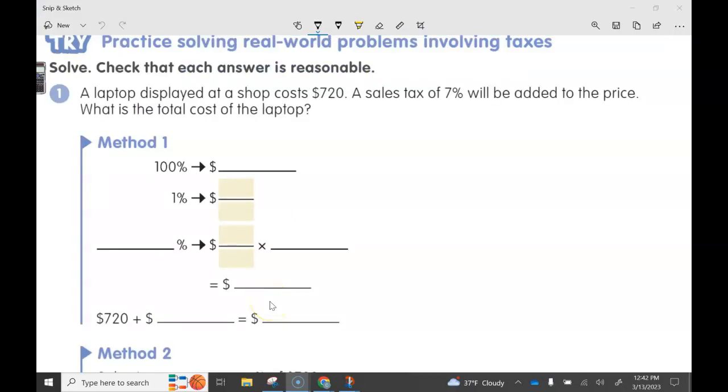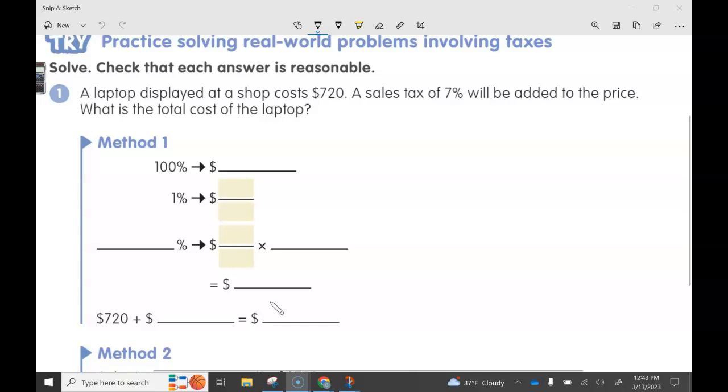Now let's turn over to page 335. We're going to look at practice solving real-world problems involving taxes. Sounds like a lot of fun, doesn't it? So for number 1, it says a laptop displayed at a shop costs $720. A sales tax of 7% will be added to the price. What is the total cost of the laptop?